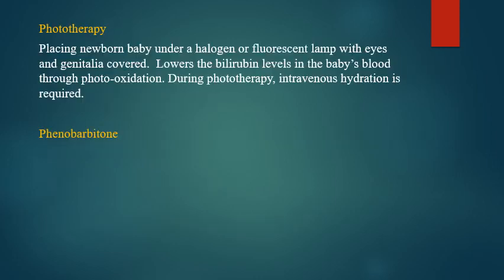We may also need to put the baby on phototherapy. Here we place the newborn baby under a halogen or fluorescent lamp with the eyes and genitalia covered. It helps to lower the bilirubin level in the baby's blood through photooxidation. During phototherapy, IV hydration is required. Phenobarbital is also often helpful.